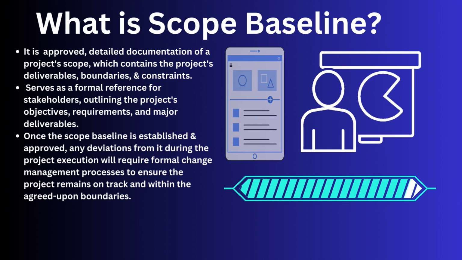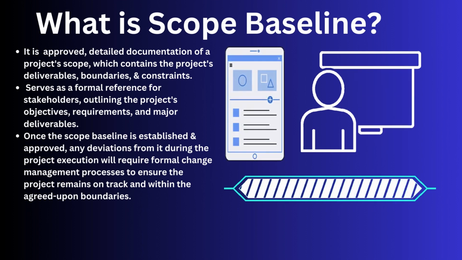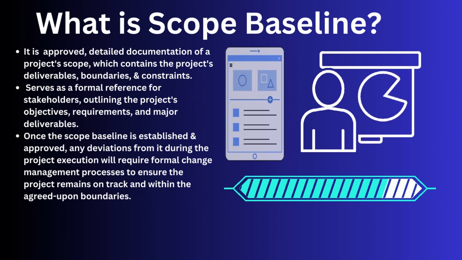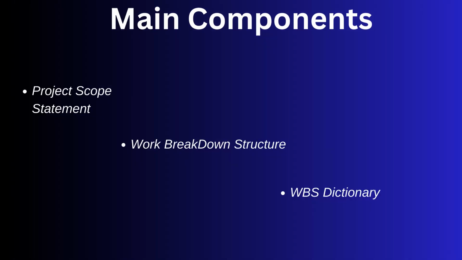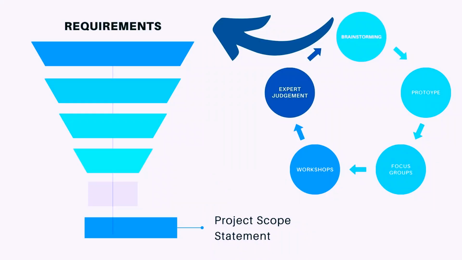Once the scope baseline is established and approved, any deviations from it during the project execution will require formal change management processes to ensure the project remains on track and within the agreed-upon boundaries. Main components of scope baseline: project scope statement, work breakdown structure, WBS Dictionary. Now let us understand the steps before the project scope statement.